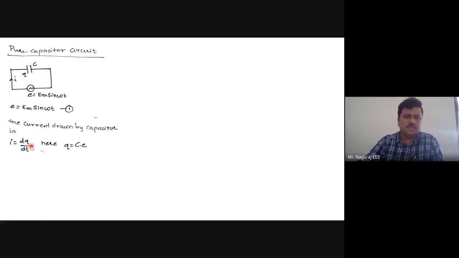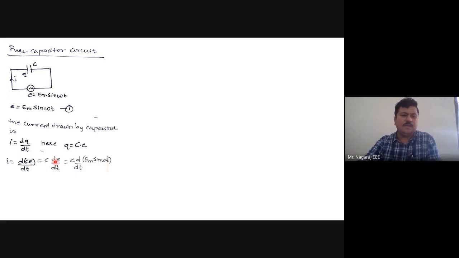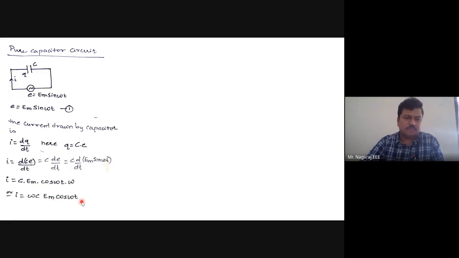So putting Q equal to CE in this equation, I get d by dt of CE, or C dE by dt. But what is E? I have E equal to Em sin omega t. So differentiation of sin omega t with respect to t is cos omega t into omega. So I equals C into Em cos omega t into omega. I will rewrite it as omega C Em cos omega t.